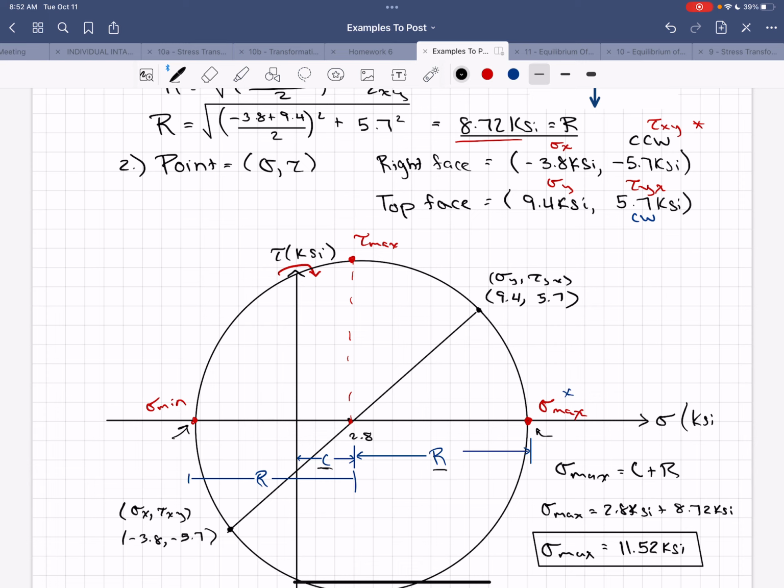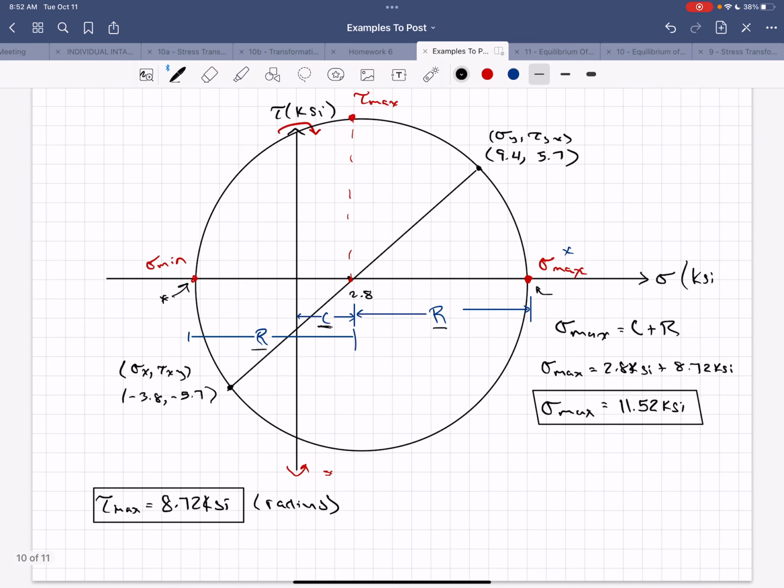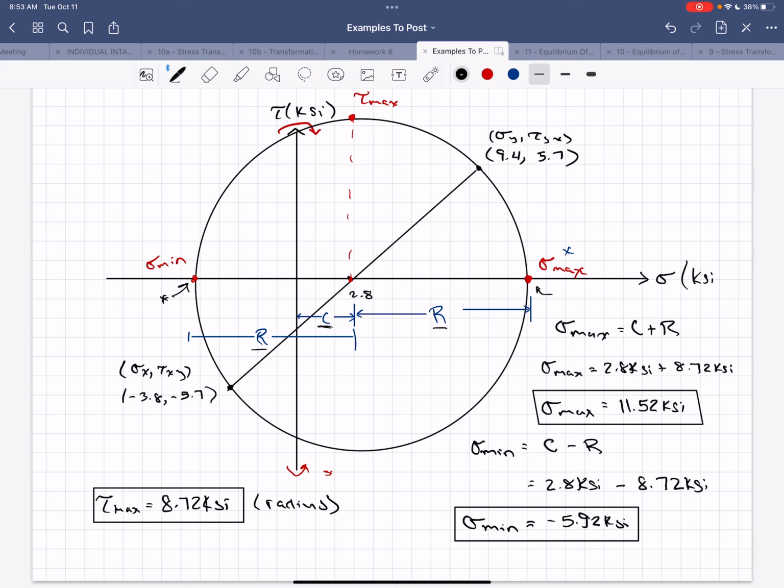Now we want to find sigma min here. So that is just C minus R. So sigma min equals C minus R. So C is 2.8 KSI minus R is 8.72 KSI. And we get sigma min equals negative 5.92 KSI. And we knew that answer had to be negative just by looking at our Mohr's circle. It is, and we're happy. So we can label these points. This is 11.52, and sigma min is negative 5.92.